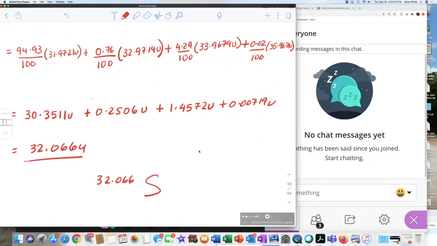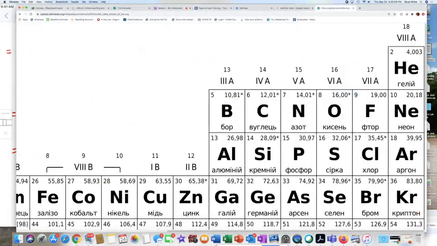Then the atomic number of sulfur is what? 16? 16. Oh, look at that. There's my sulfur. 32.06. Well, mine here says 32.066. Okay? My periodic table. This one here, I don't know.